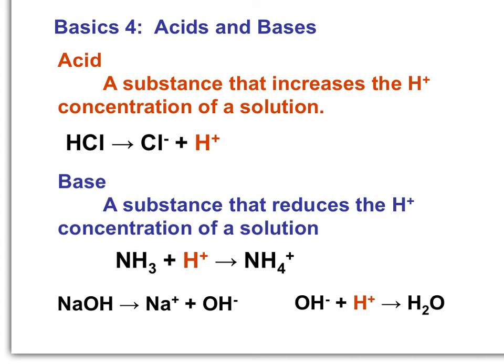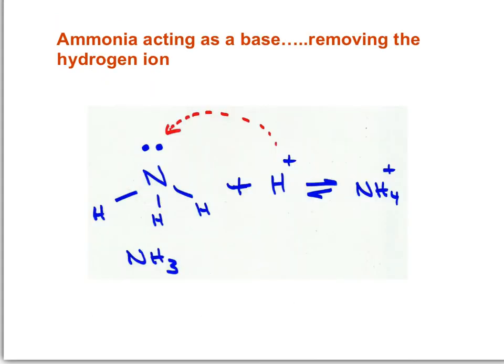Another example, sodium hydroxide is a base simply because it dissociates in solution. This hydroxide then picks up the hydrogen ion from the solution, reducing the hydrogen ions in solution. The hydroxide and the hydrogen ion together form water. In this diagram, we can see ammonia picking up the hydrogen ion from solution, effectively reducing the hydrogen ions in the solution, so ammonia would be considered a base.